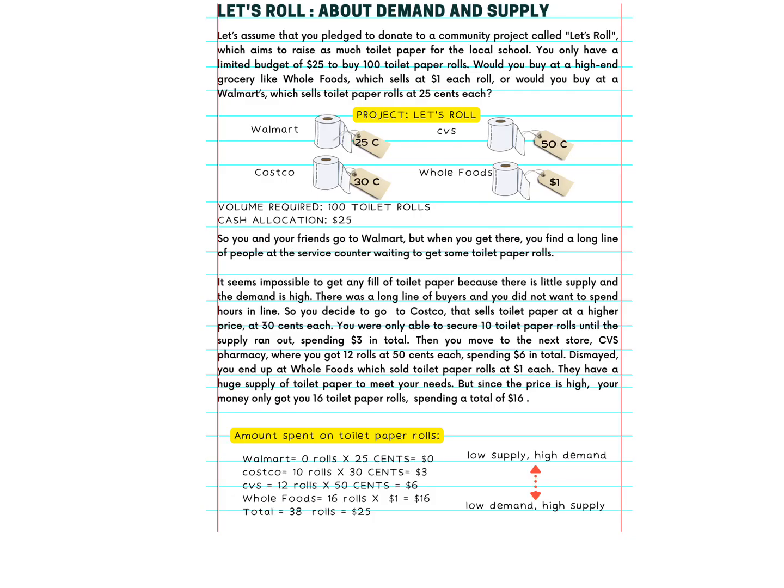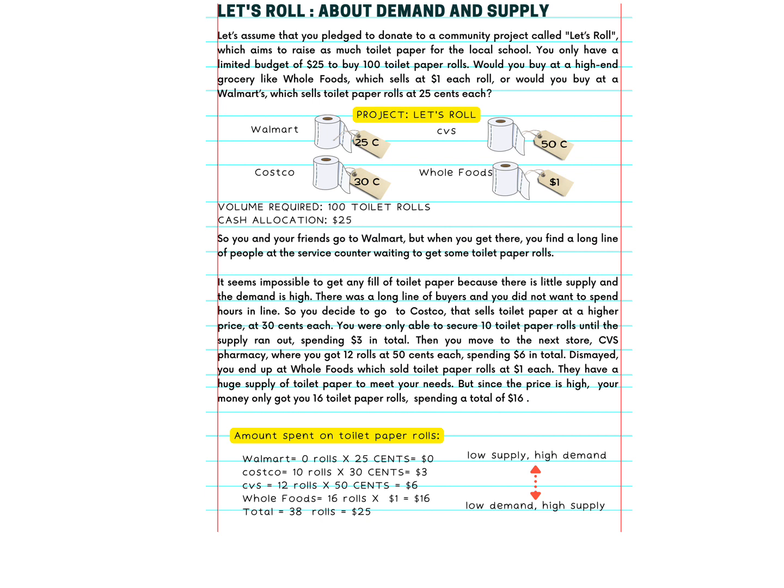Let's assume that you pledge to donate to a community called Let's Roll, which aims to raise as much toilet paper for the local school. You only have a limited budget of $25 to buy 100 toilet paper rolls. So would you buy at a high-end grocery like Whole Foods, which sells at $1 per roll? Or would you buy at Walmart's, which sells toilet paper rolls at 25 cents each? So your volume required is 100 toilet rolls, and your cash allocation is $25.